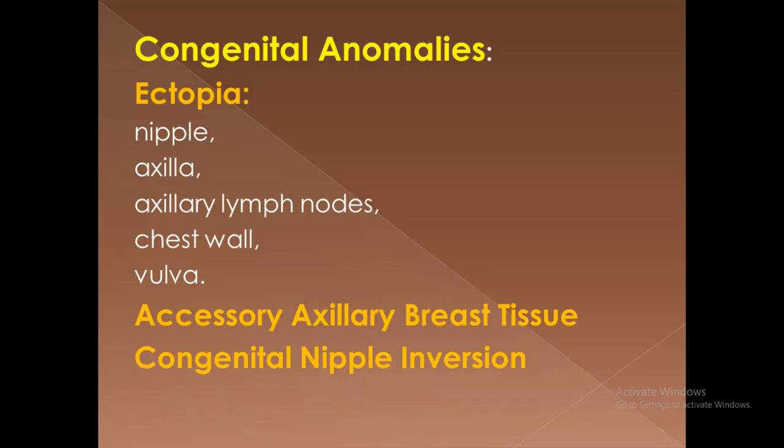In accessory breast tissue, usually it is present in the axilla. And microscopically or histologically, it contains the same breast tissue as in the normally located breast. Congenital nipple inversion: here its importance is to differentiate between congenital nipple inversion and the nipple inversion or retraction of the nipple that occurs in malignant conditions, in carcinoma.